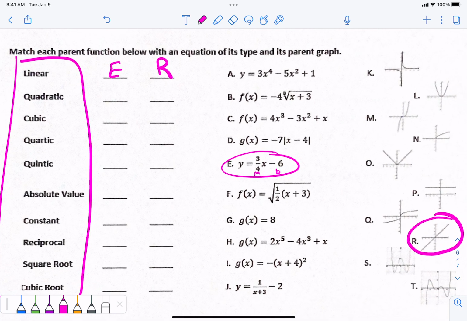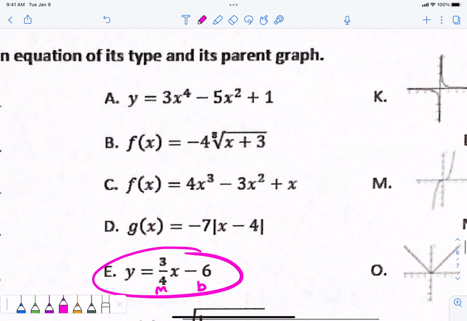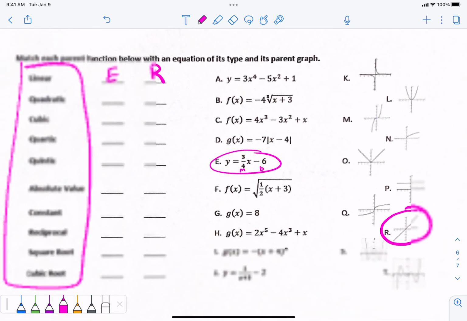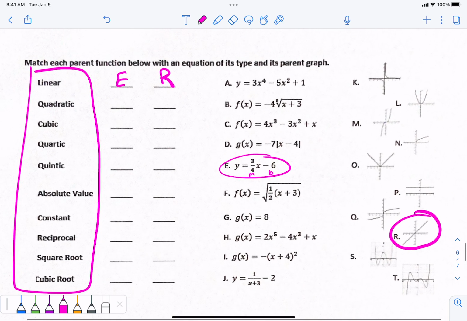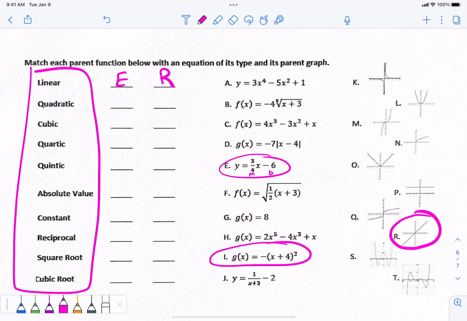Quadratic is x squared, right? So figure out which one of these functions is x squared. Now, I understand that A has an x squared in it, but that's not a quadratic function because that's not the highest power. So figure out which one is quadratic. It's I. And which graph is quadratic? What does a quadratic function look like? L. Yeah, it looks like a parabola, right? Quadratic function is L, okay?